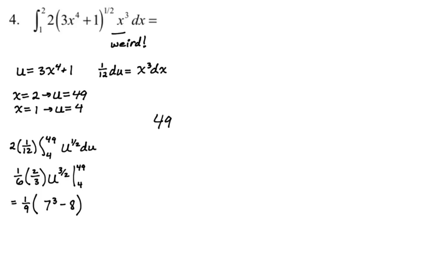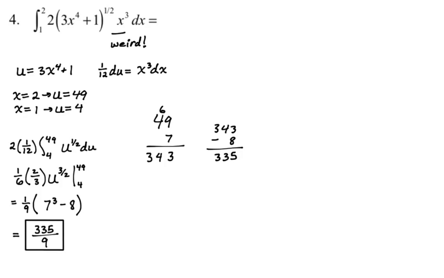So 7 squared is 49. I have to multiply that by 7. So it's going to be 3, carry the 6. So 343. I probably should have that memorized, but I definitely don't. And then I need to do 343 minus 8, which is 335. So I'm going to go with 335 divided by 9. So that's my answer.